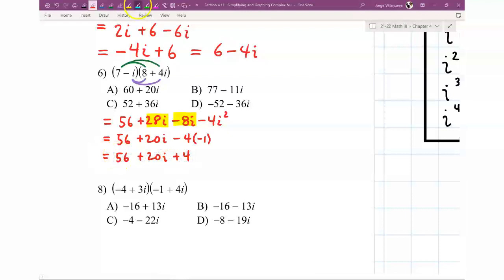Now I can combine my 56 and my 4. So that gives me 60. So that's 60 plus 20i. Which option is that? A, thank you. So there you go.